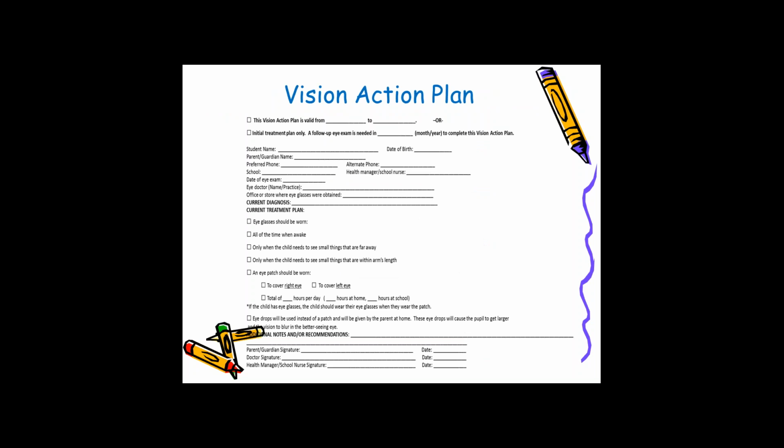The Vision Action Plan, all children enrolled in ABCD Head Start with diagnosed vision conditions had a Vision Action Plan completed for them, and it was signed by the parent, the health manager, and the eye doctor. The Vision Action Plan included information regarding the diagnosis for that particular child, the treatment plan, and the follow-up plan. And it became part of a child's individual health plan or health record.